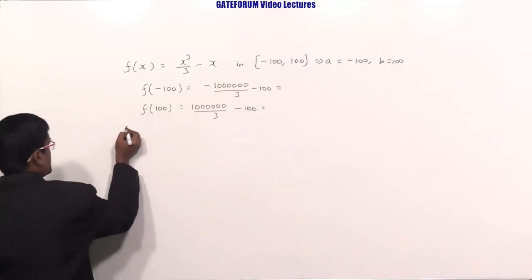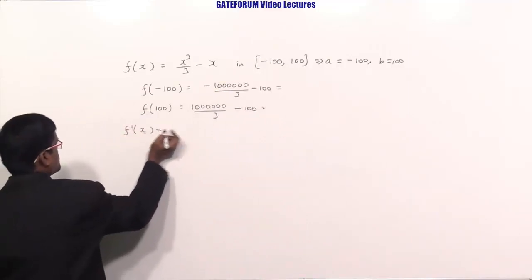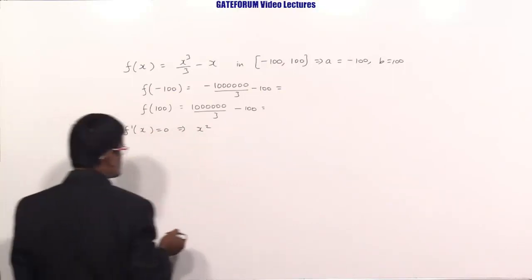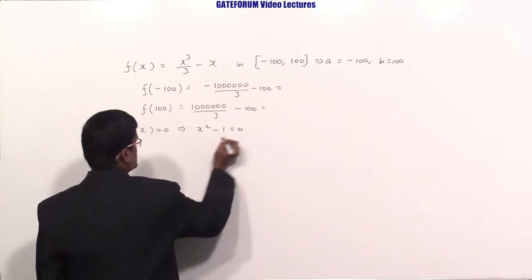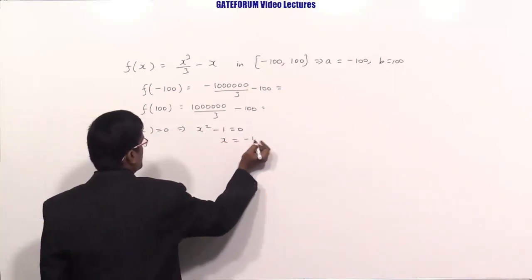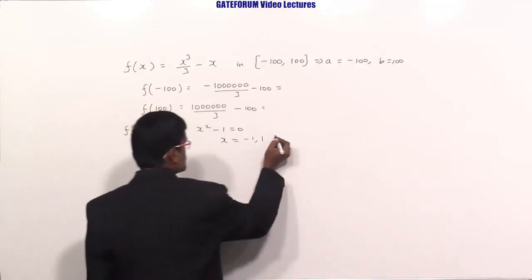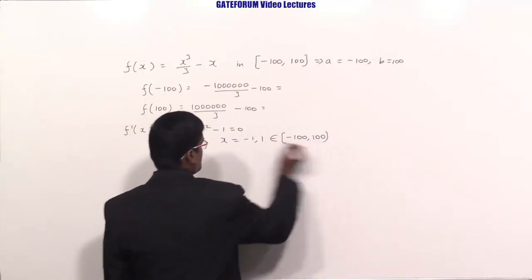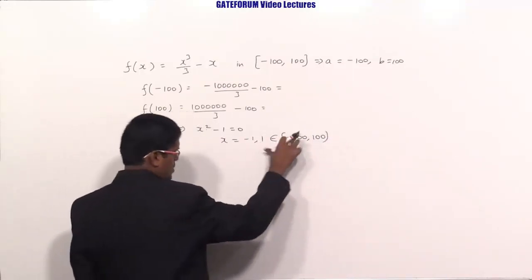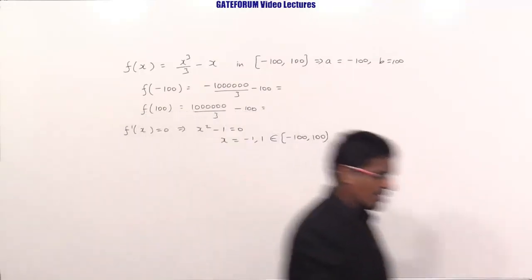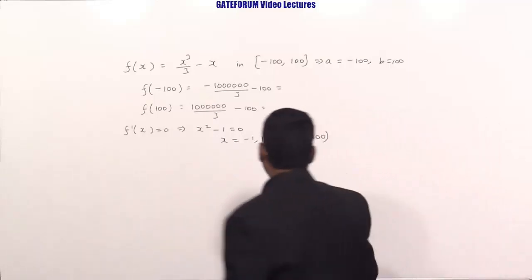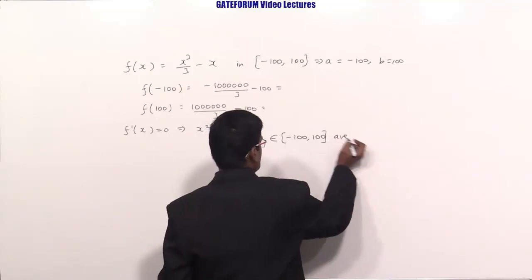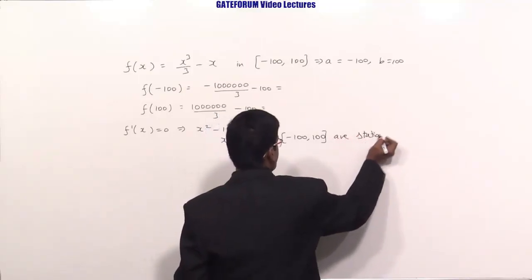Okay, now f dash x equal to 0 for obtaining stationary points, that is, x cube derivative is 3x square by 3 minus 1 equal to 0, that is x square minus 1 equal to 0. Solving, x is minus 1 comma 1. So both belong to the closed interval minus 100 comma 100. This is the important step, whether we check that they belong to the interval or outside the interval, that is the step where care is to be taken. Both belong to it, so they are stationary points.